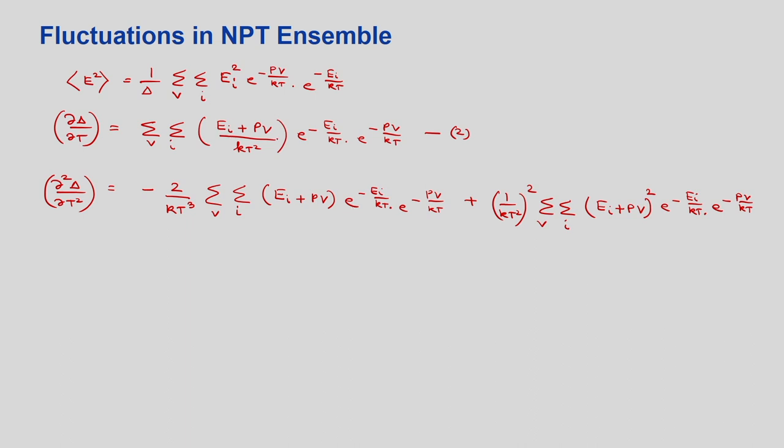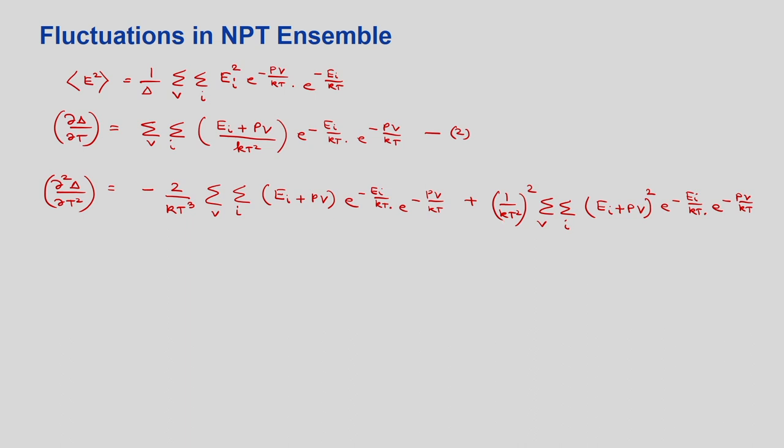In the second term, what you do, you keep this term like this. So 1 upon kt square is outside, EI plus PV. Again if you differentiate with respect to temperature, this EI plus PV term again comes out. This EI plus PV into EI plus PV becomes EI plus PV whole square and the remaining terms as it is. So this is where it arrives.